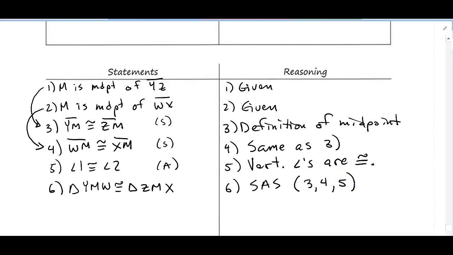Alright, so now I use these 3 pieces of information to prove the triangles are congruent, which means that the leftover pieces of information also are going to be congruent now, and angle Y and angle Z are a pair of those leftover parts, so those have to be congruent, and our reason is CPCTC, corresponding parts of congruent triangles are congruent.